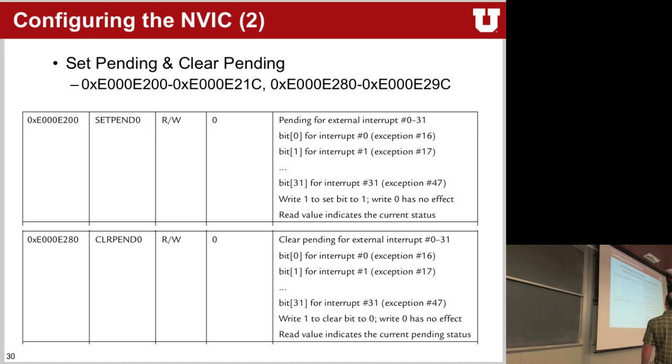Oh, okay, now I get it. This is the set pending. These are the clear pending bits. So clear pending starts at E280 and set pending at E200. Yes? So let's say interrupt 0 needs to be set to pending. So you write a 1 to bit 0 at that address. At that address, that's right. All right, and then it's no longer pending, so we send clear.